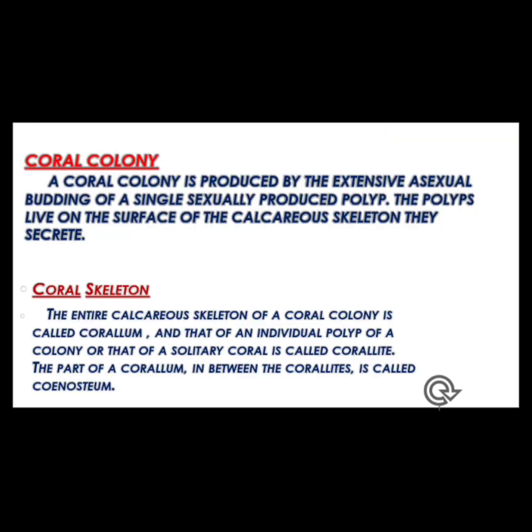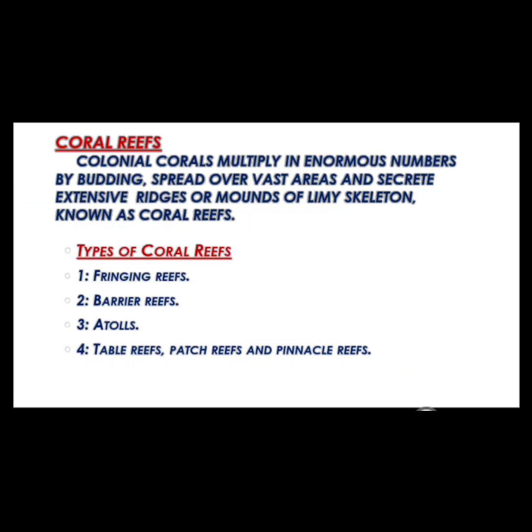Now let's see about the coral colony. A coral colony is produced by the extensive asexual budding of a single sexually produced polyp. The polyps live on the surface of the calcareous skeleton they secrete. Coral skeleton: the entire calcareous skeleton of a coral colony is called corallum, and that of an individual polyp of a colony or that of a solitary coral is called corallite. The part of corallum in between the corallites is called coenosteum.